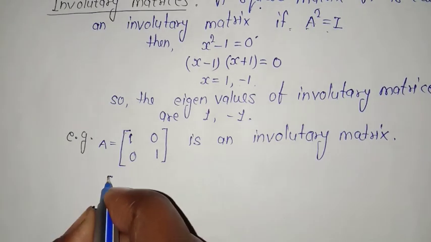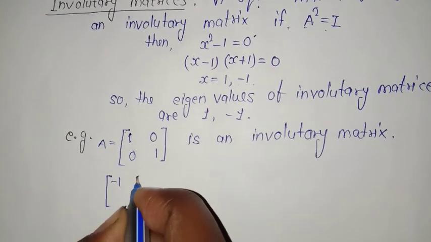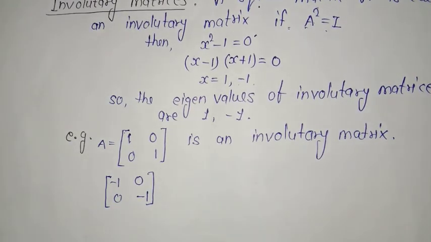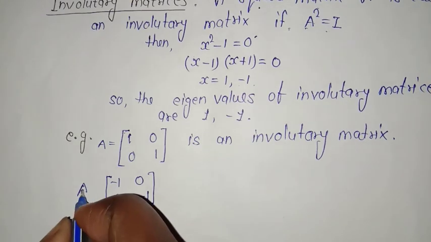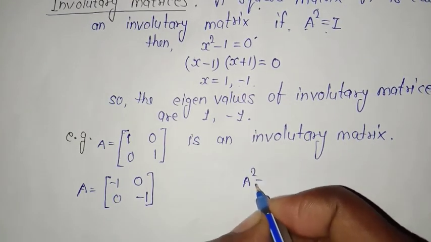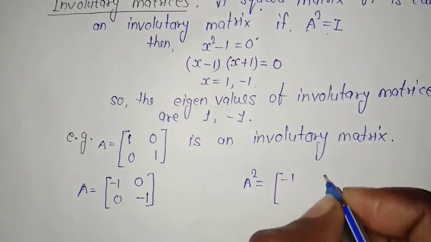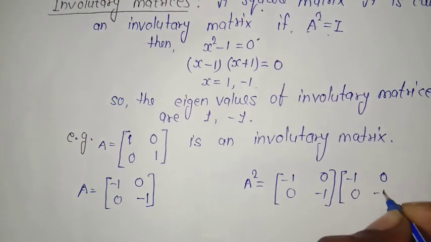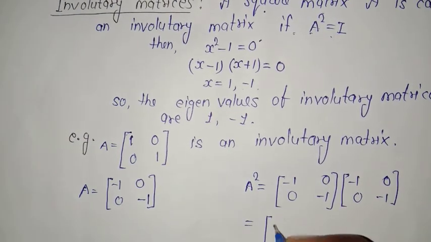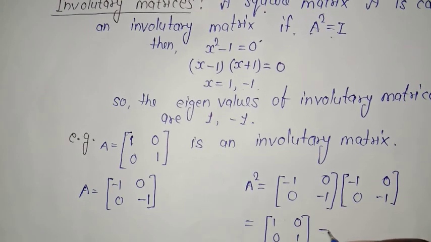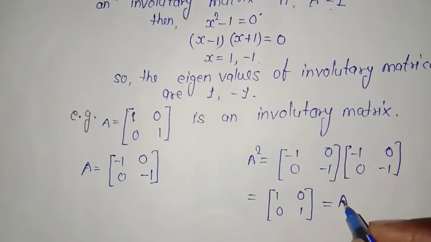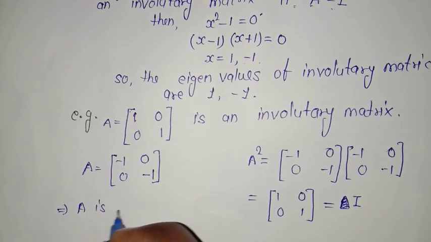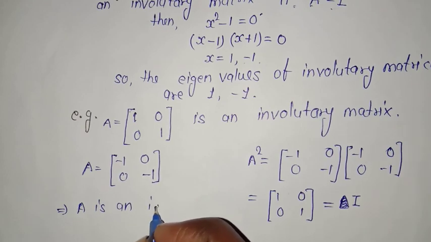Now if I take one more example, consider minus 1, 0, 0, minus 1. That is a matrix whose diagonal elements are minus 1. Now if we take the square of this matrix, A square becomes minus 1, 0, 0, minus 1, multiplied with the same matrix, minus 1, 0, 0, minus 1. After taking the multiplication, we get an identity matrix of order 2. So A square equals I. This implies A is an involutory matrix.